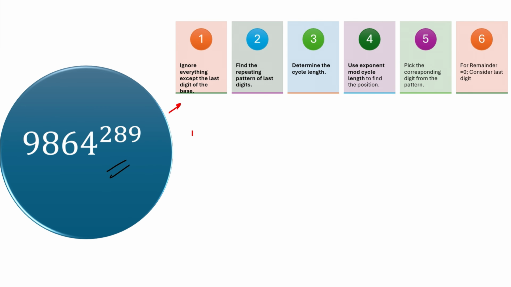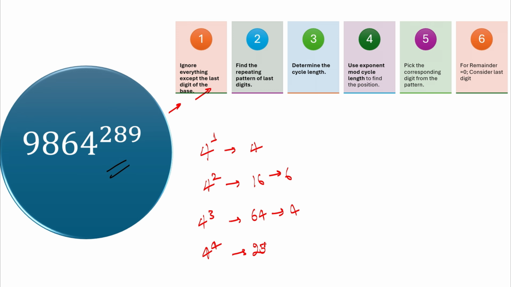So here through the first step our last digit is 4, and we need to find the repeating pattern. So 4 raised to power 1 equals 4, 4 power 2 equals 16, last digit 6, 4 power 3 equals 64, last digit 4, 4 power 4 equals 256, last digit 6. So here you can see our cycle length is 2, because after 2 expansions, the last digit started repeating itself.